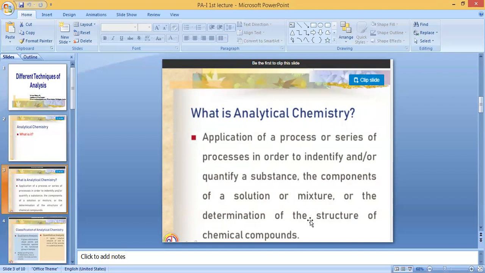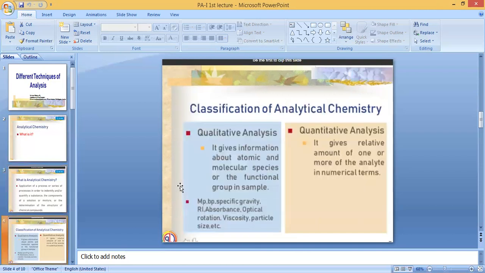So in analytical chemistry, mainly we deal with either identification or quantification of a given unknown compound. Depending upon this definition of analysis, we can classify analysis broadly into two major classes, that is qualitative analysis and quantitative analysis.